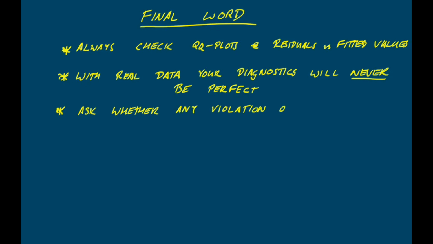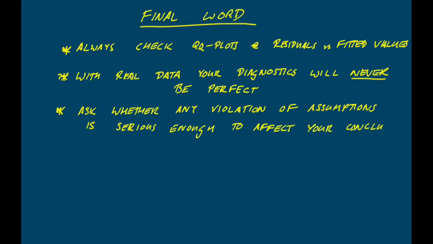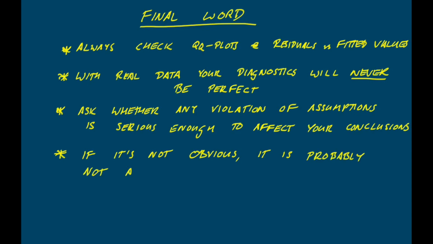The thing to do is not to lose sleep over it, but as I've said, ask whether that violation of assumptions is big enough to make a difference to your conclusions. That's largely a matter of experience. If you're not sure, then try and fix it and see if the conclusions change. And if they don't change, then you probably don't need to do that transformation. If it's not obvious in the diagnostic plots, particularly when you've got nice big sample sizes, it's probably not a problem. If you can't see it when you first look at it, it's probably not going to be a problem.